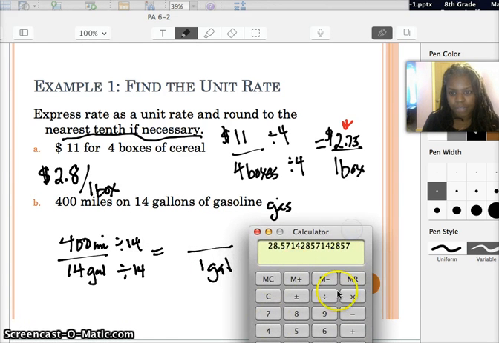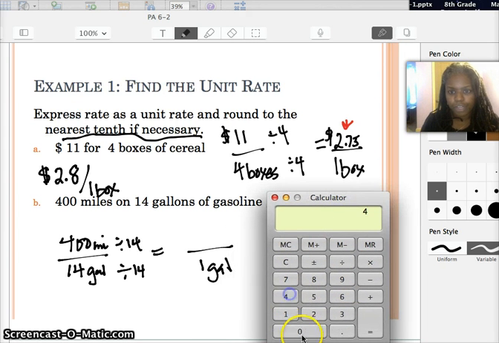And this happens to be the answer because I did it before, but I'm going to clear it off and do it again. So what we're going to do is put in 400 and divide that by 14. Not 4, but 14. Let's clear that off. Let's do 400 again, and we're going to divide it by 14. And when we do so, we get this value.